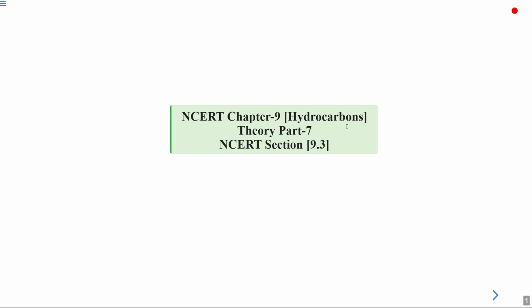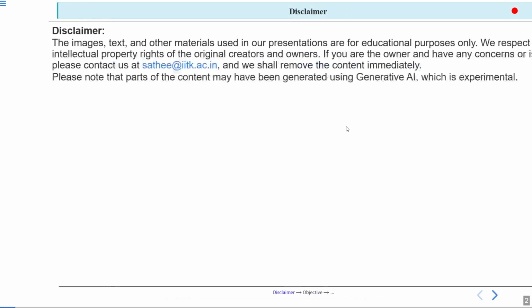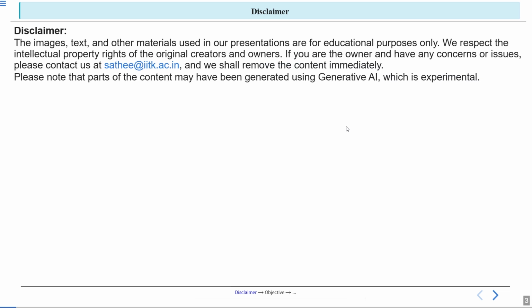Hello students, so let's explore chapter number 9, hydrocarbon. So this is our theory part 7, and today we are going to cover section number 9.3 of the NCERT. This is the disclaimer.